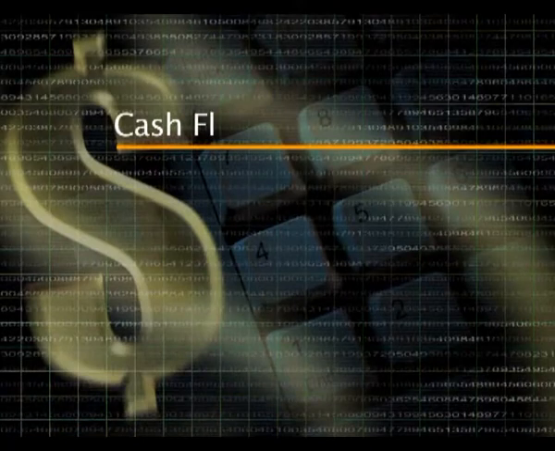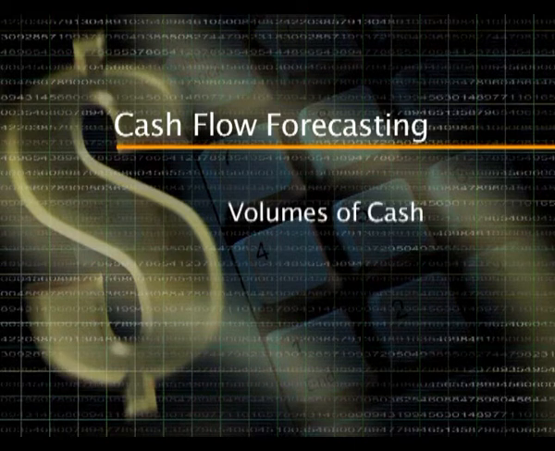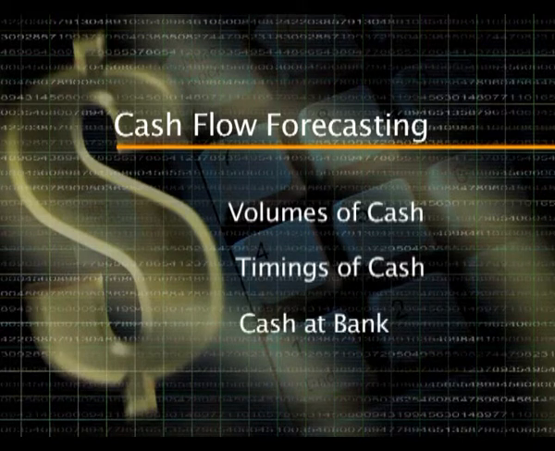Preparation of a cash flow forecast is quite easy once you collect a few important pieces of information. It's critical that you spend time on getting that information and on trying to ensure that it's as accurate as possible. From that point, it's just a matter of setting out some figures in columns. Cash flow forecasting involves three things. Forecasting the volumes of cash that will flow into and out of the business, forecasting the timings of the cash flow into and out of the business, and determining the cash at bank on set dates based on these volumes and timings.